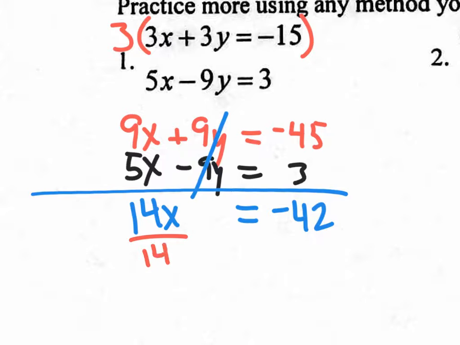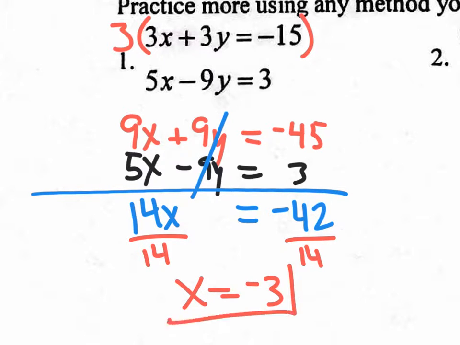Divide by 14. Divide by 14. And yes, we will get x equals negative 3. Because a negative divided by a positive is a negative. Now we have one answer. All we need is the other answer. What do we do?